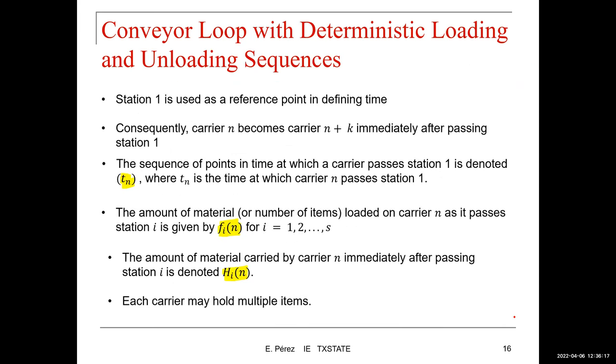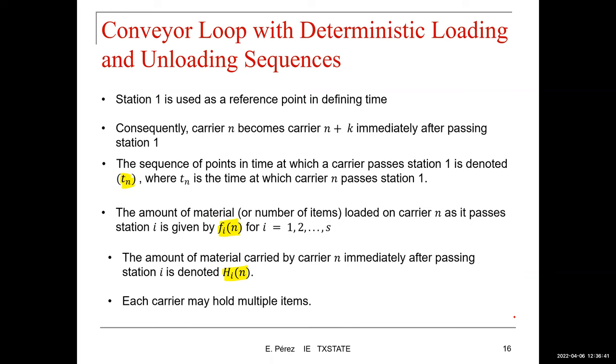We use station one as a reference point to define the time. And then consequently, carrier n becomes carrier n plus K after passing this station. So if you have seven stations, once you go around and get back to the first one, then you're starting the sequence again.